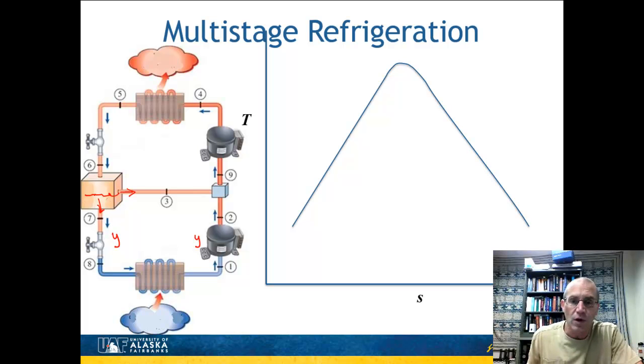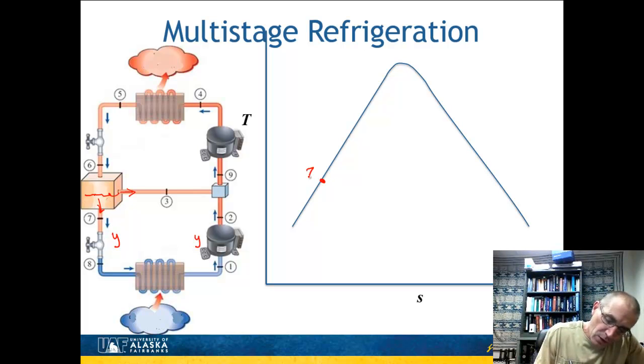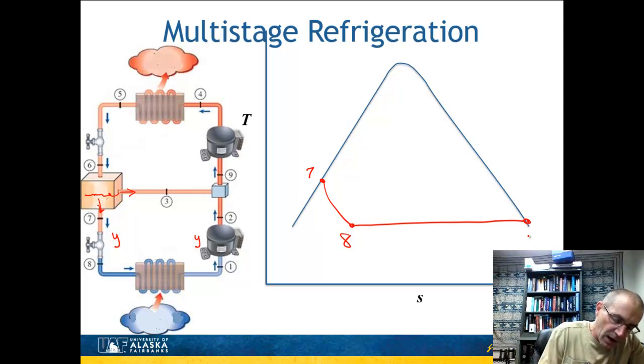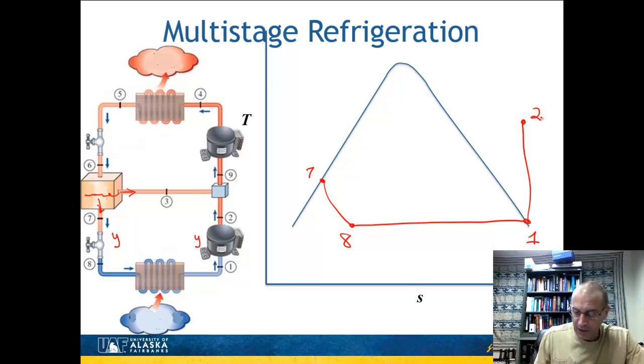So let's go ahead and look at this on a T-s diagram. I'm going to start off looking at the bottom stage, for example 7 to 8 to 1. Point 7 is a saturated liquid going through an isenthalpic process to point 8. Absorbing heat, if we assume it's ideal, we would go over to point 1, and then if it was an isentropic compressor, that would be up at point 2.